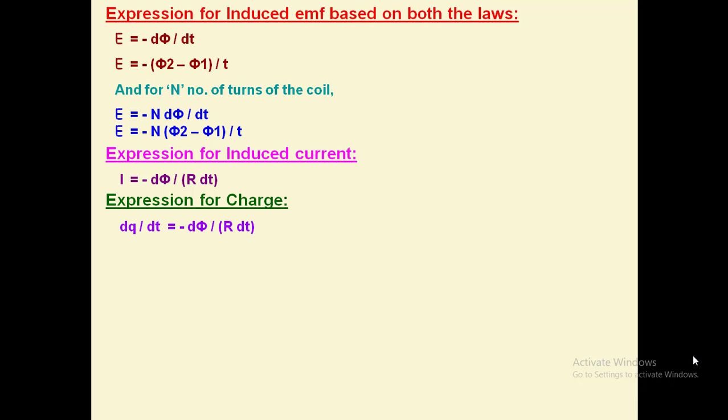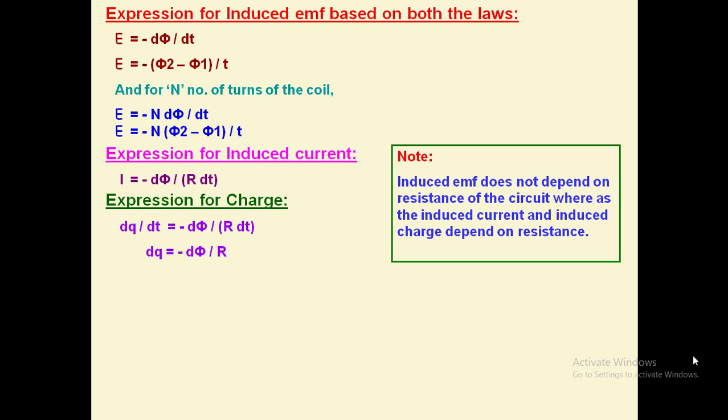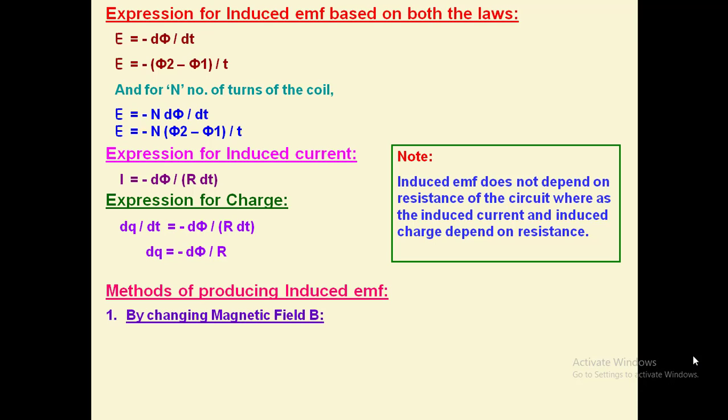So dq by dt is equal to minus d phi by r into dt. Now dt gets cancelled, so dq equal to minus d phi by r. Note, induced EMF does not depend on resistance of the circuit, because you can see the expression of induced EMF, there is no resistance, it's just minus n d phi by dt, whereas the induced current and the induced charge depend on resistance.